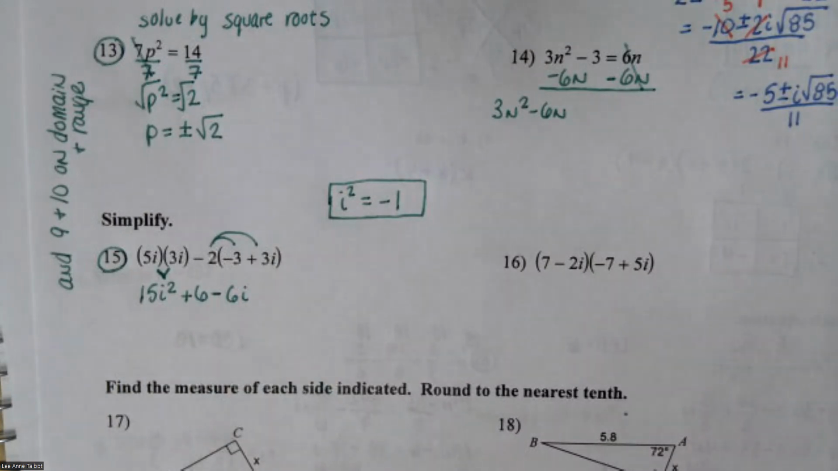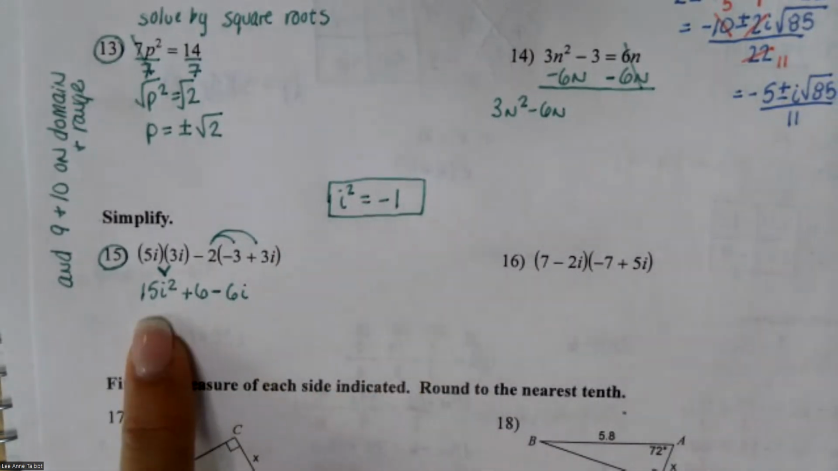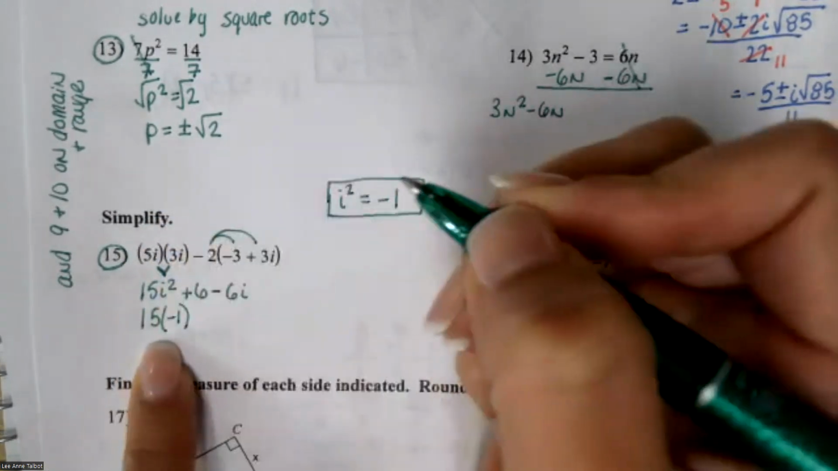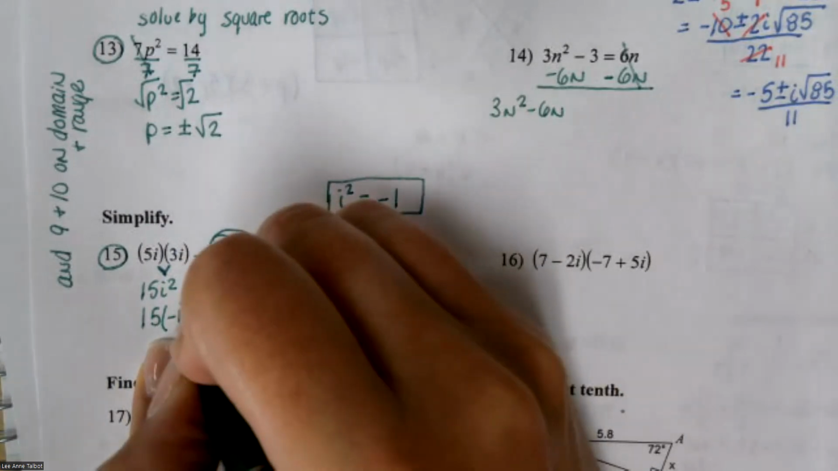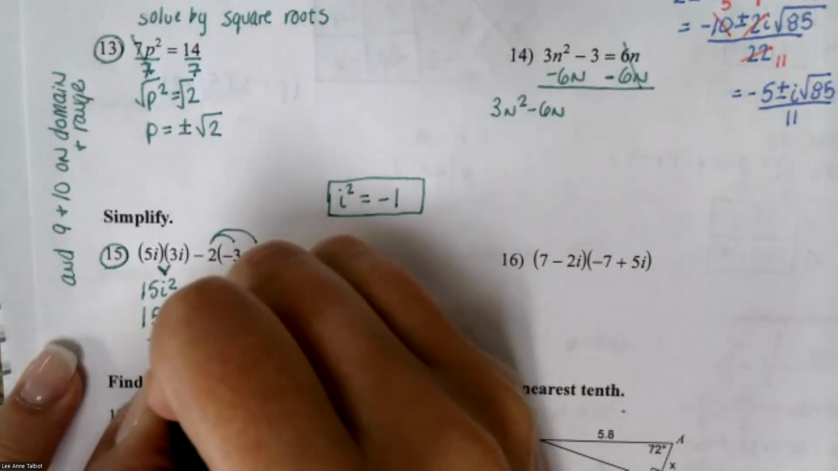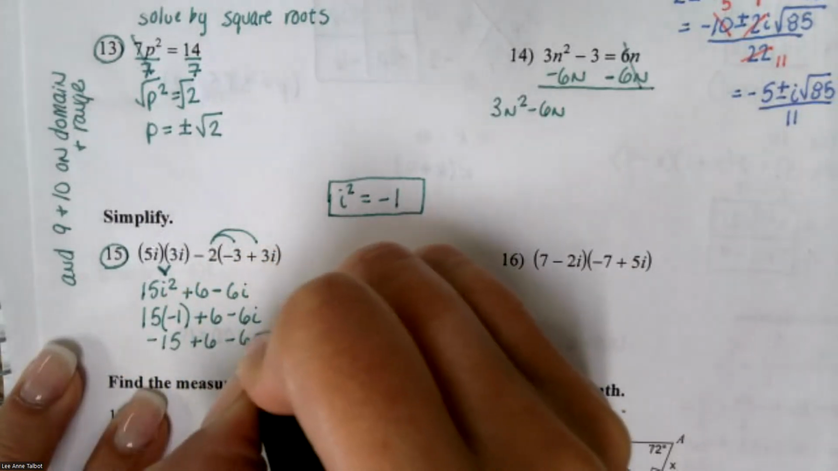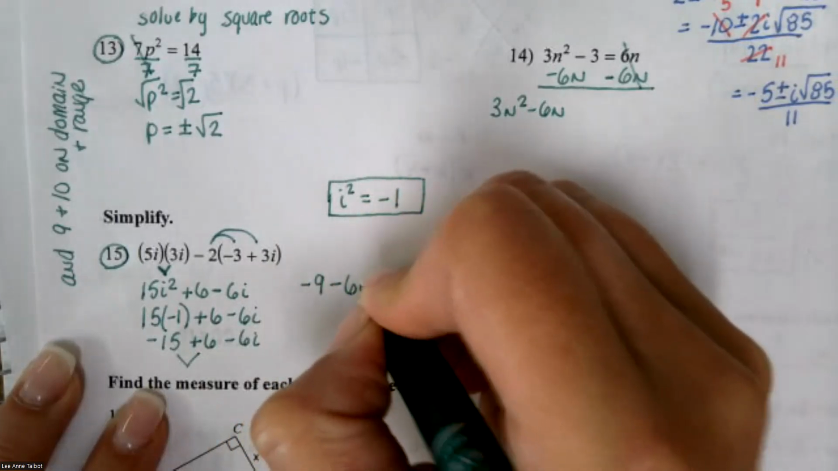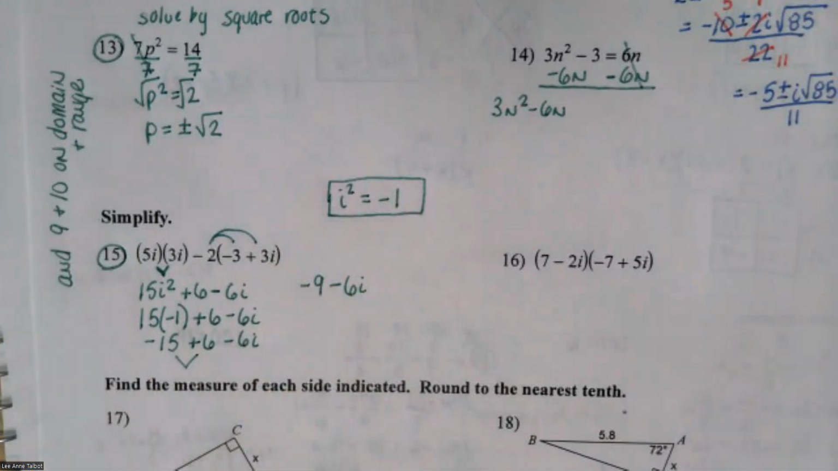i has that one little special property. It's not actually a variable, it's a number. And so you need to be on the lookout for any i squareds. And what you're going to do is take any i squareds and change them to negative 1s. So this becomes negative 15 plus 6 minus 6i. And then combine those, negative 9 minus 6i. Now it's done. I know it's been a minute for that, but we need to make sure we know how to do this.